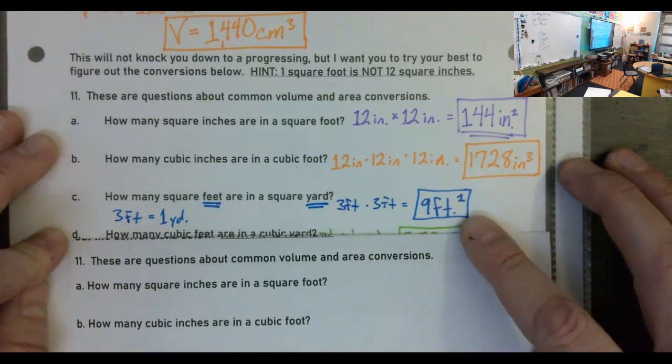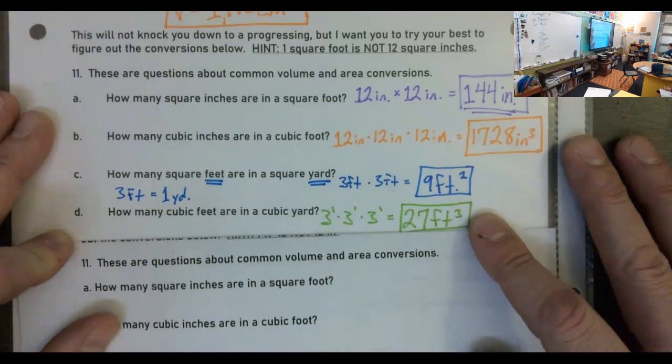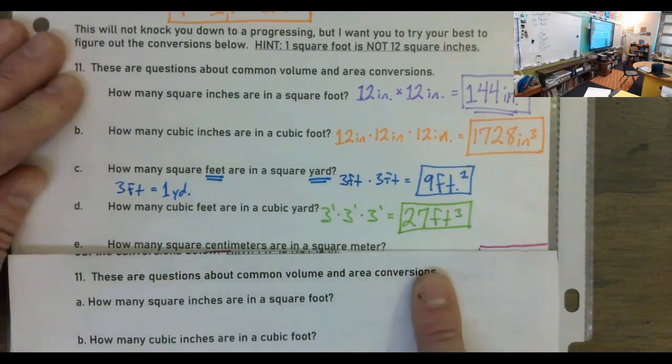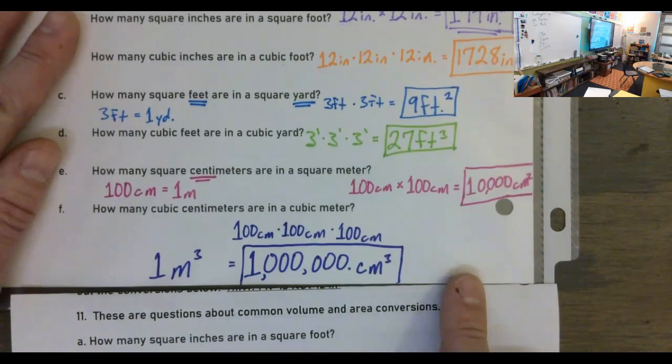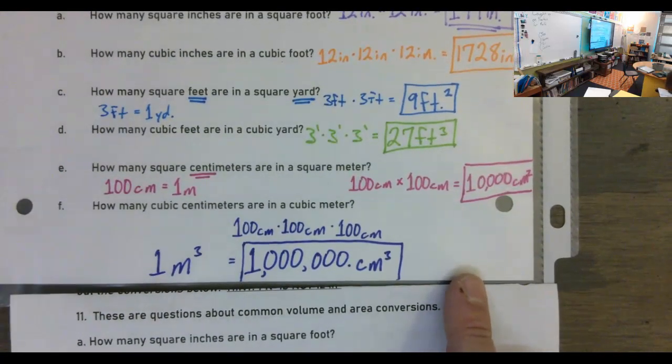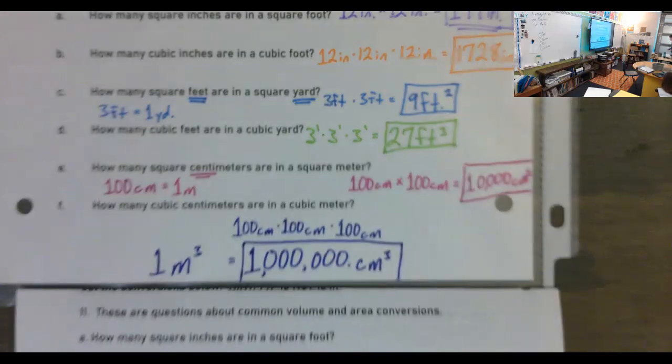How many square feet are in a square yard? 9, because it's 3 by 3. How many cubic feet are in a cubic yard? 27. How many square centimeters in a square meter? 10,000. How many cubic centimeters in a cubic meter? 1,000,000.